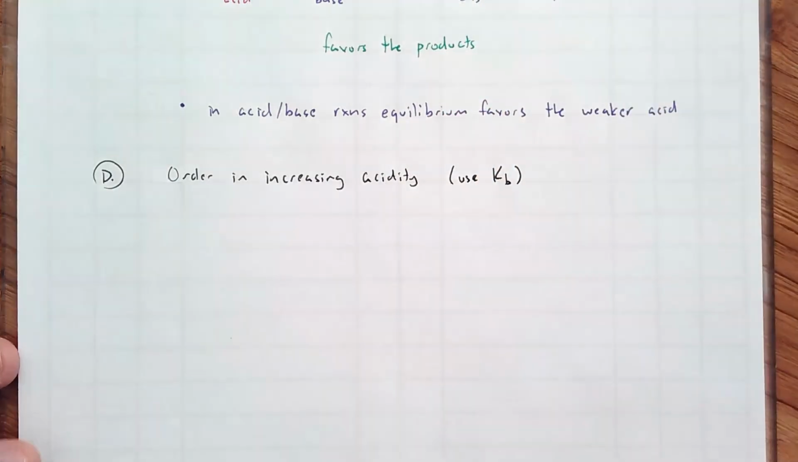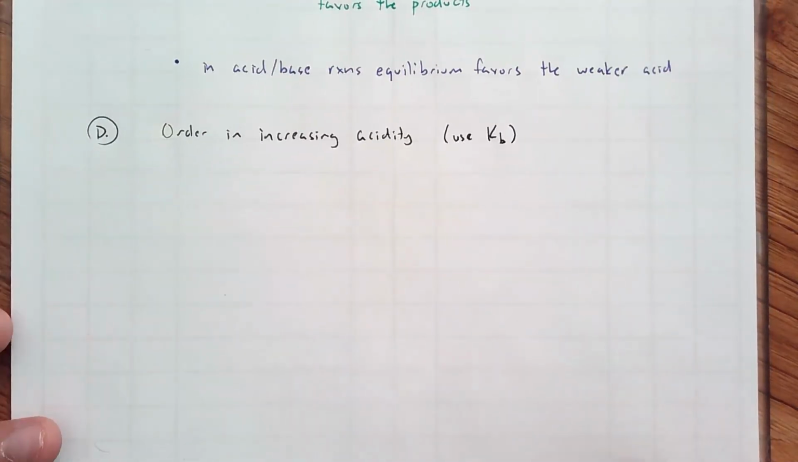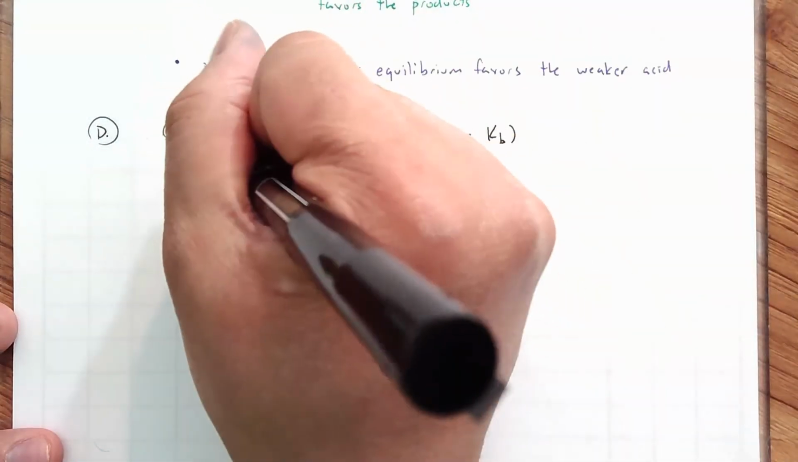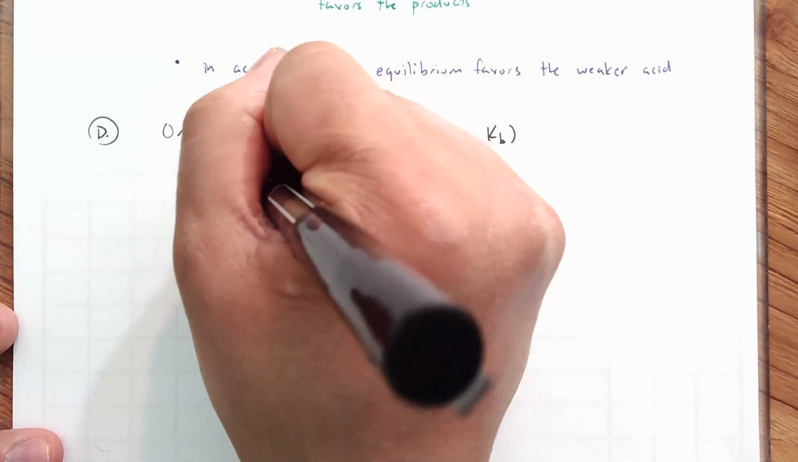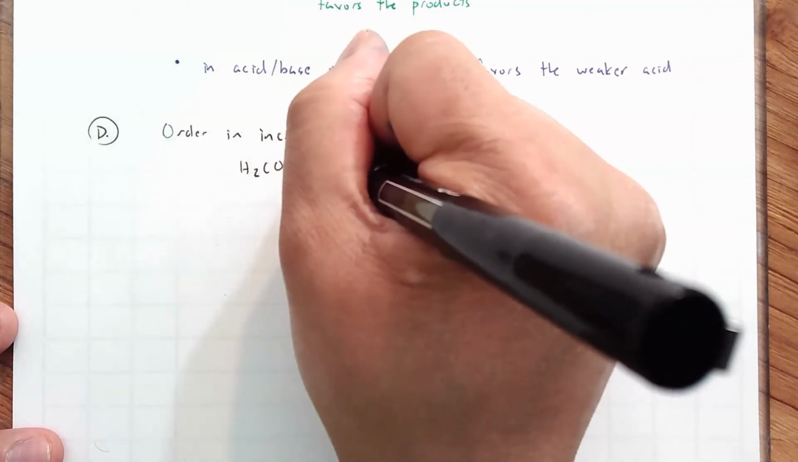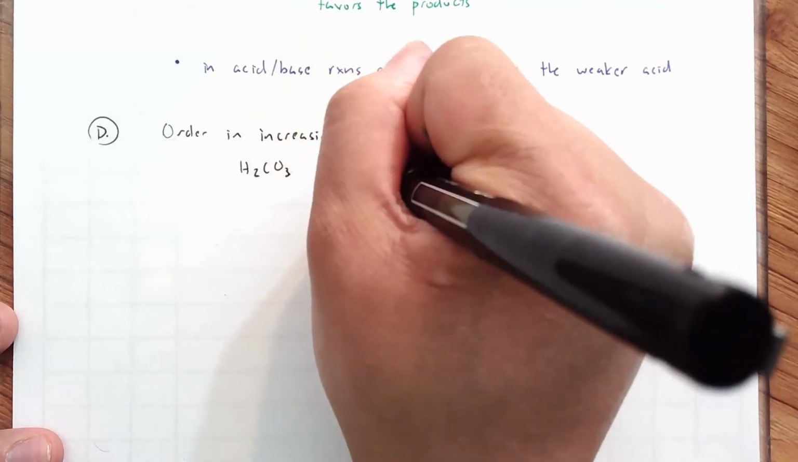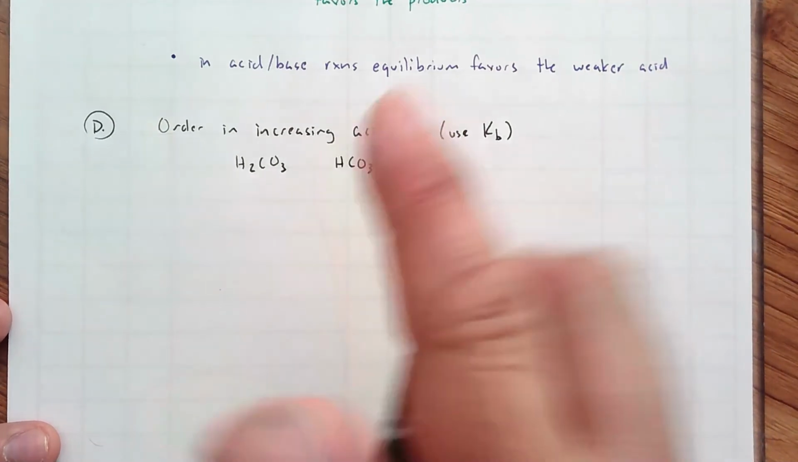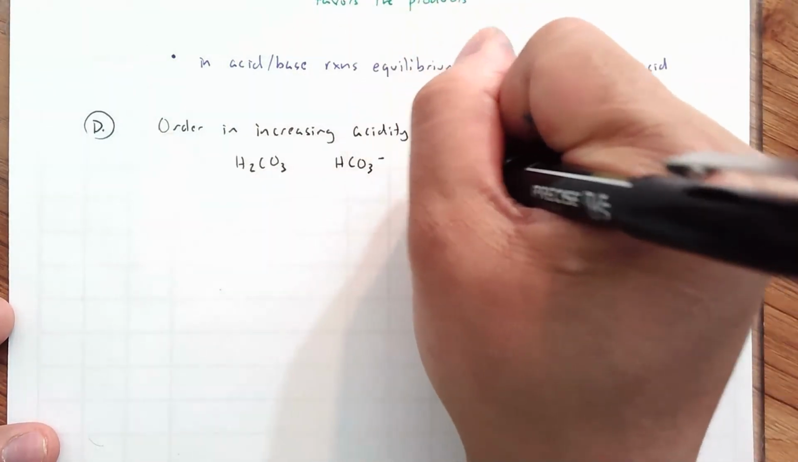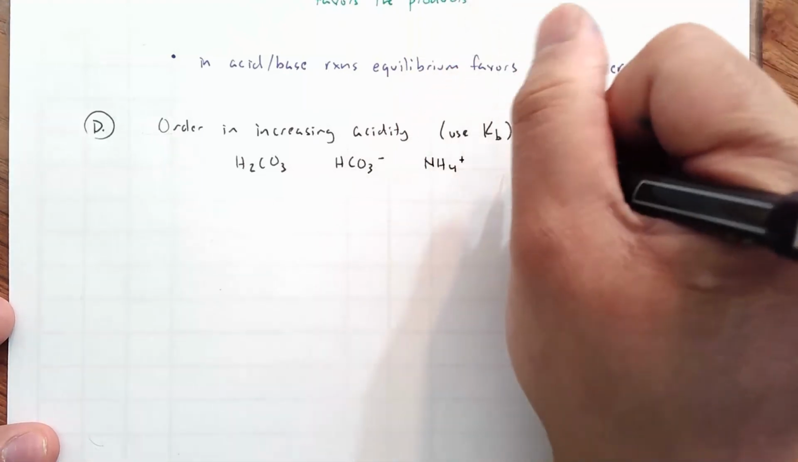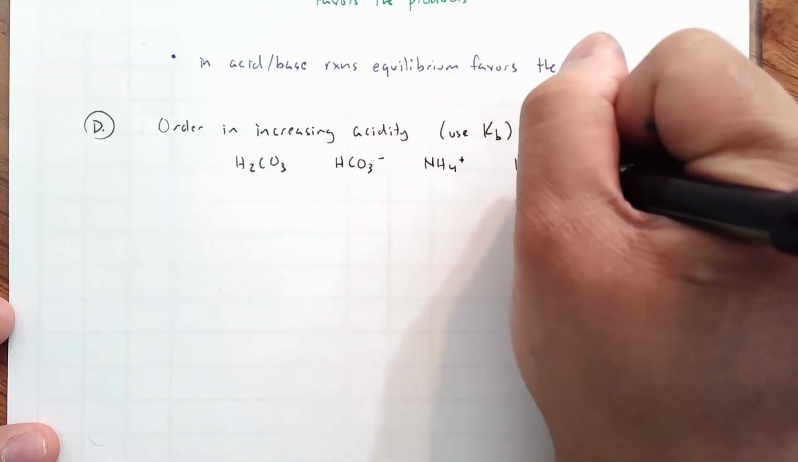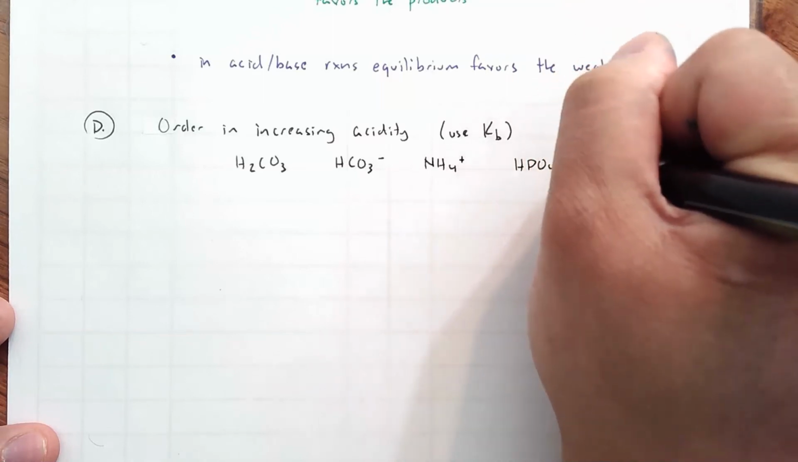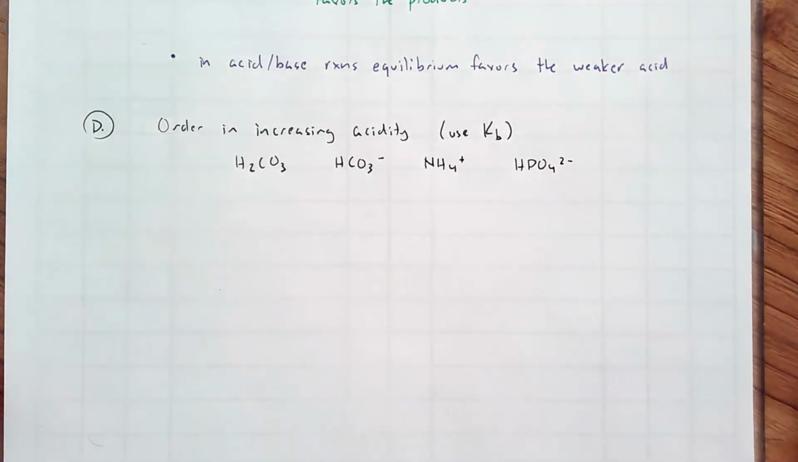Okay, so I have a list of KBs that I'm going to give you, but I'm interested in H2CO3. So that's an acid, but when it loses a proton, you make a molecule that's still also an acid because it has that proton to lose. Let's do NH4 plus and HPO4 2 minus.